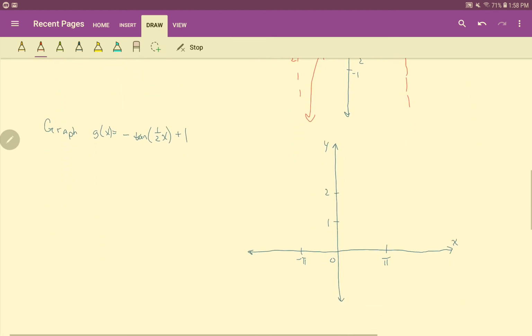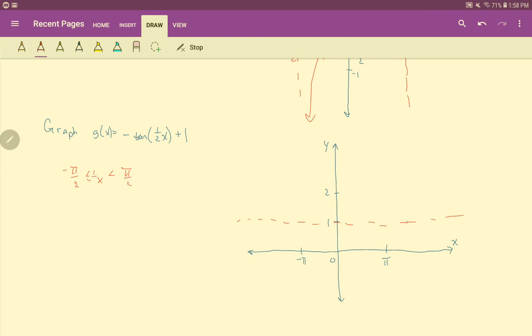All right, let's try another one here. This one I see again a horizontal stretch or shrink. Now we're shifting up 1, and we have a negative, so we're reflecting across the x-axis. So I'll go ahead and draw that +1 again, like we did before. I'm going to draw my new midline here. This is where our tangent's zeros are, in some sense. We'll take that 1/2 x and put it between negative pi over 2 and pi over 2, because again that is the period for tangent.